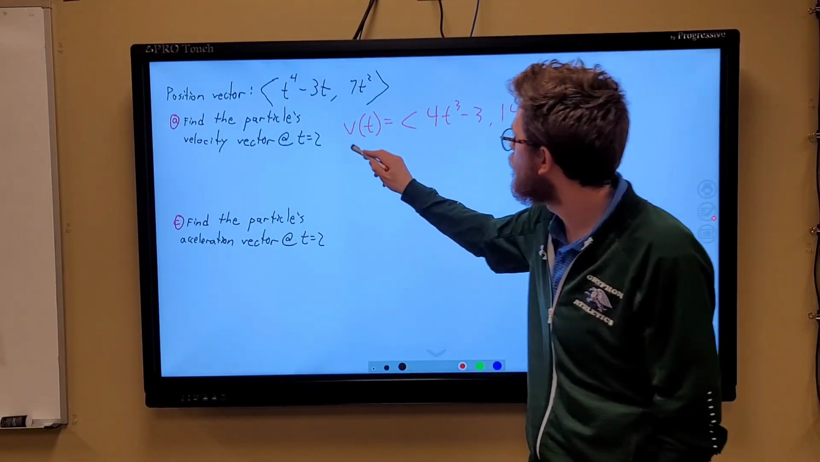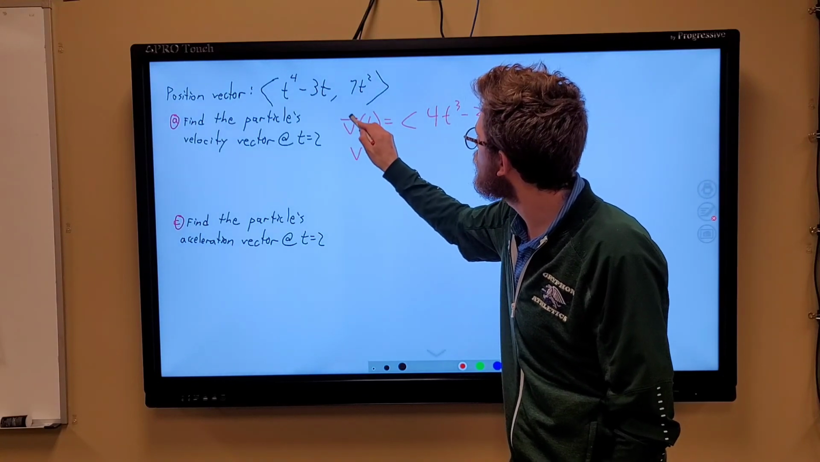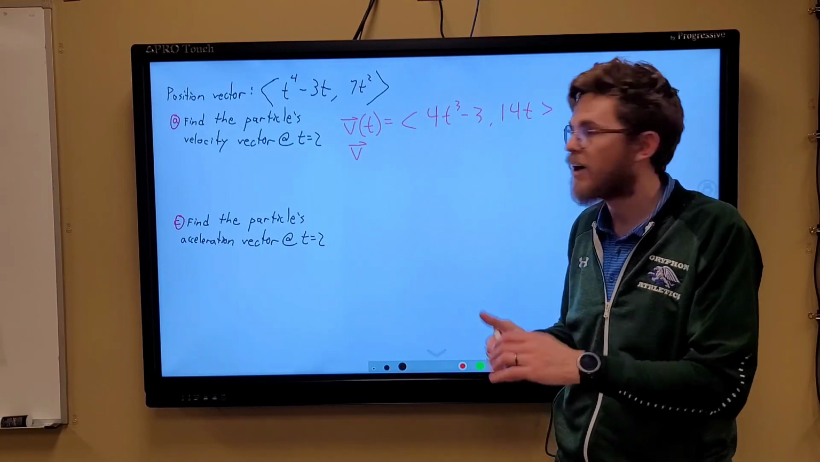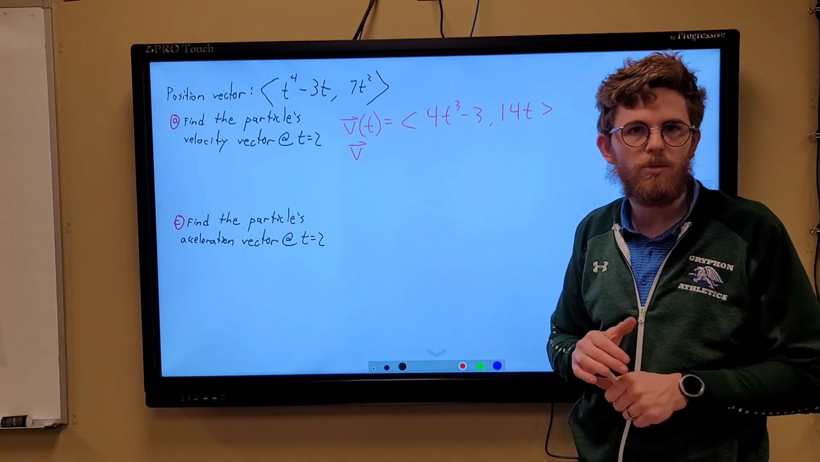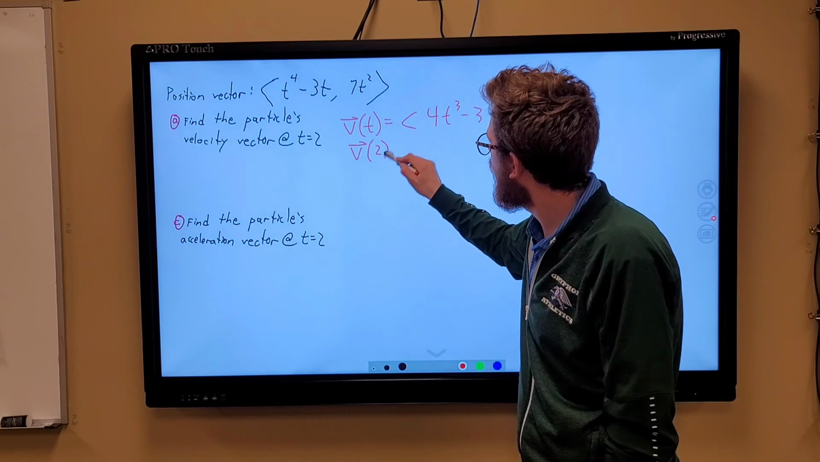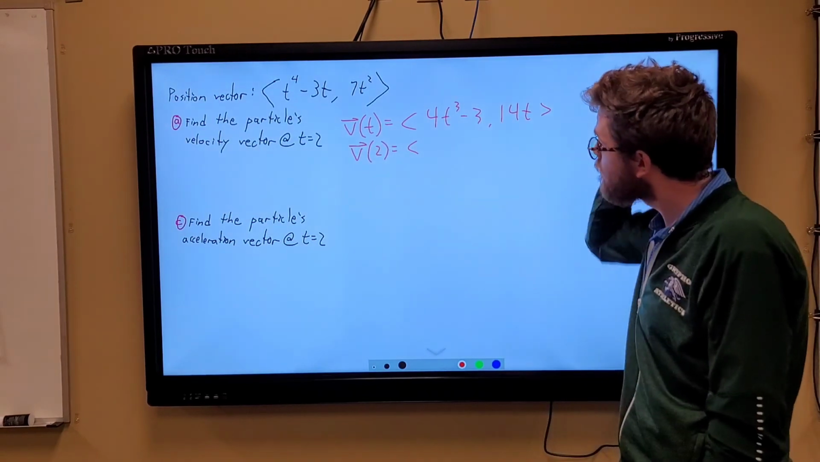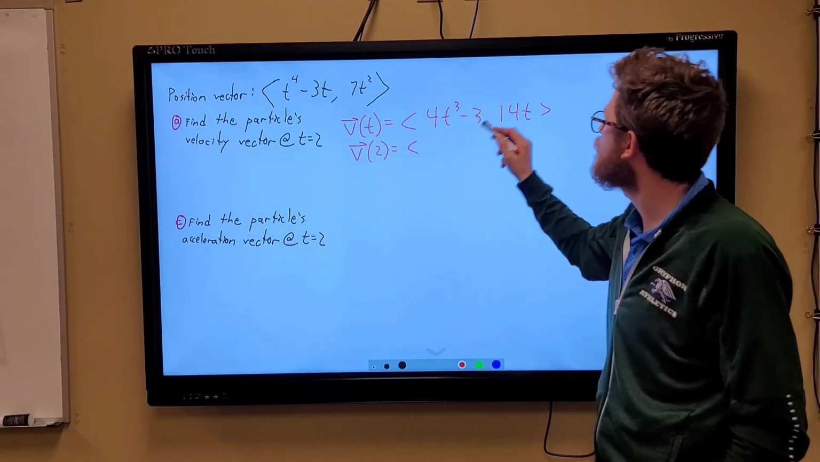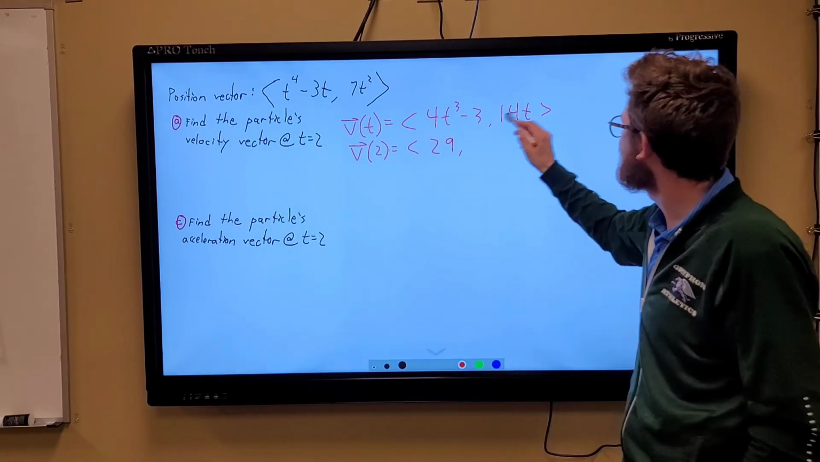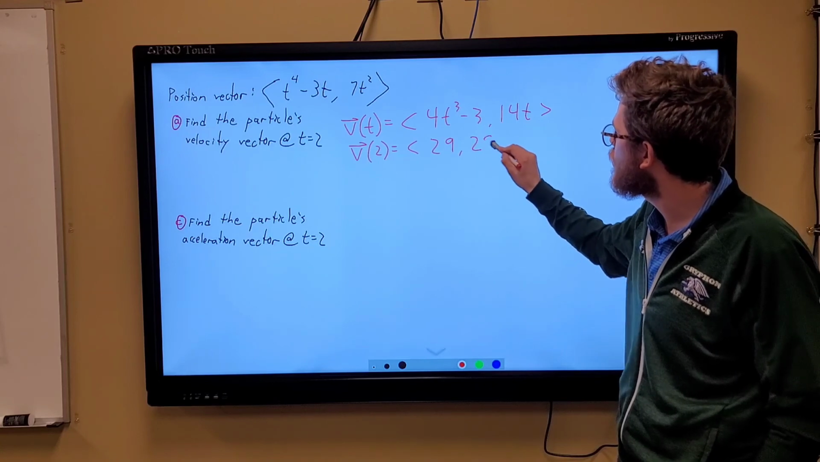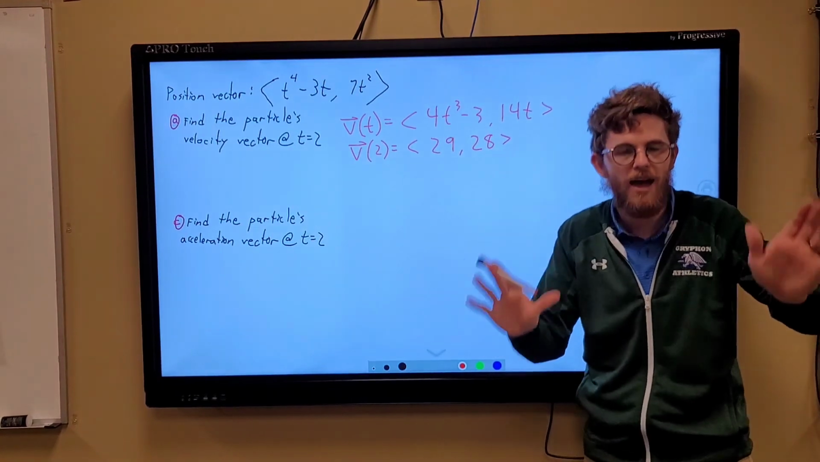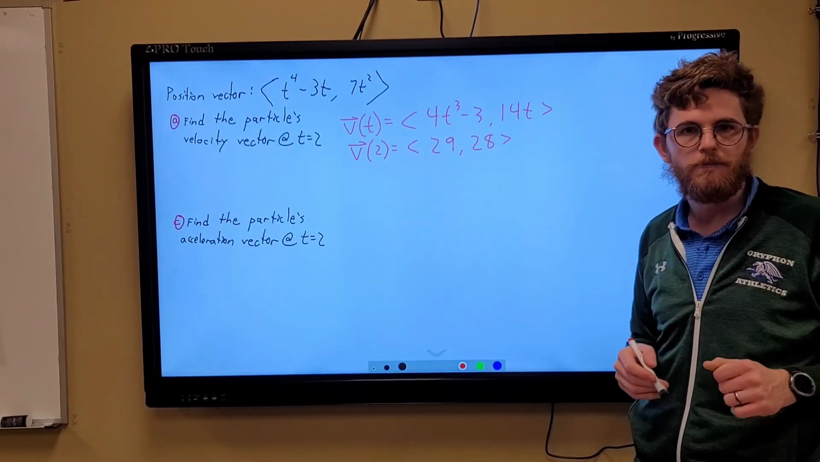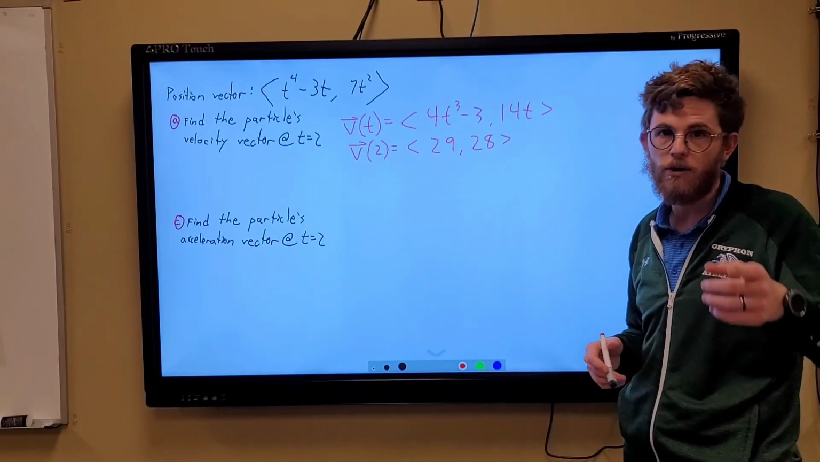So our velocity vector, and I really should use a little notation like that, saying this is the velocity vector, it's a little vector symbol. Our vector velocity at 2 would be 2 cubed is 8 times 4 is 32 minus 3 is 29. And 14 times 2 is 28. That is our velocity vector at 2.